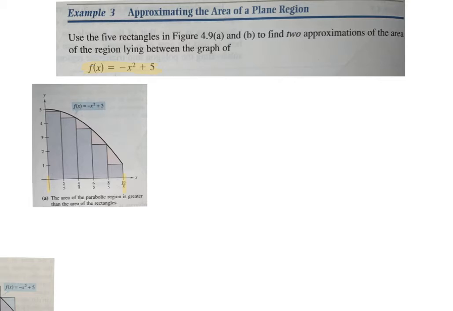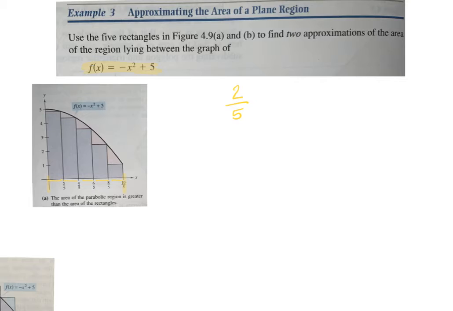My entire width is 2, right? Yes, from 0 to 2. So my entire width is 2, and I have 5 rectangles. So that should be the width of each rectangle, right? 2/5, 2/5, 2/5, 2/5, 2/5. Make sense? Height.